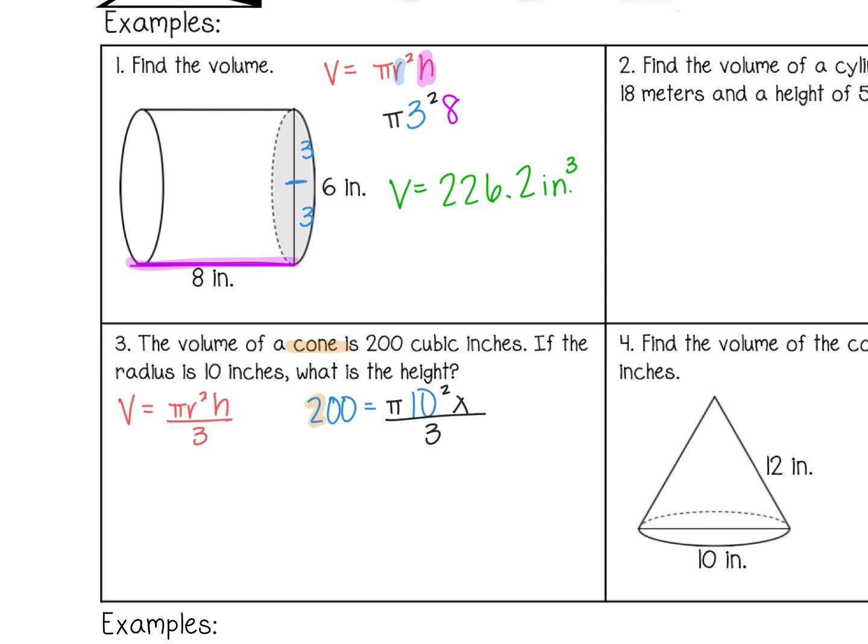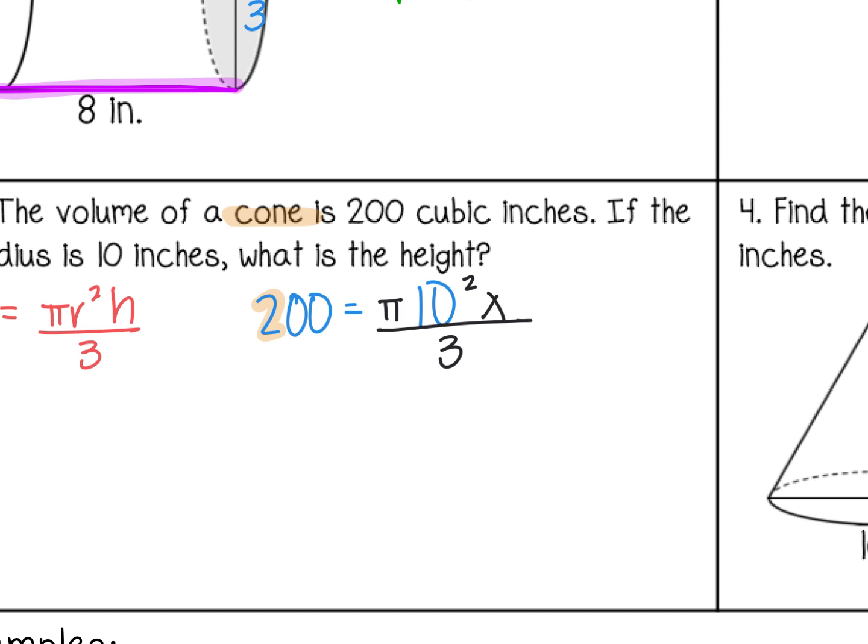So looking at this question, first step is what? How am I solving for x? What do I have to do first? Good, I'm going to multiply by 3 on both sides. Good. I'm going to get 600 equals pi times 10 squared x. Now what do I do? Divide both sides by pi. Okay, divide both sides by pi.